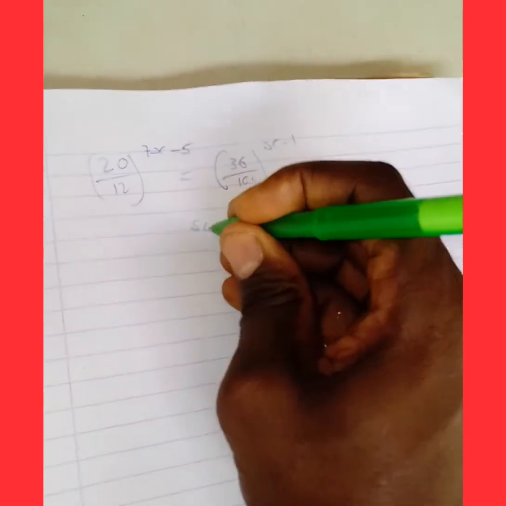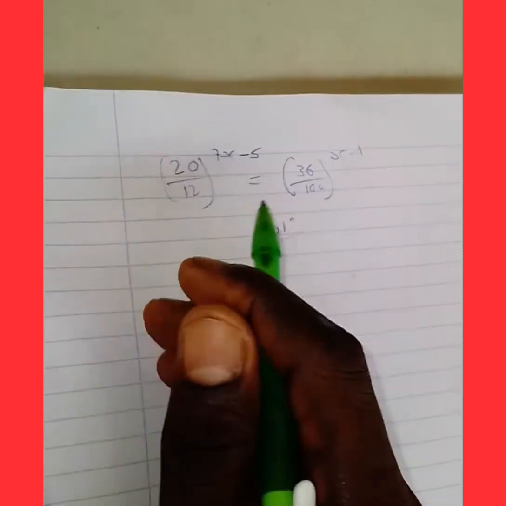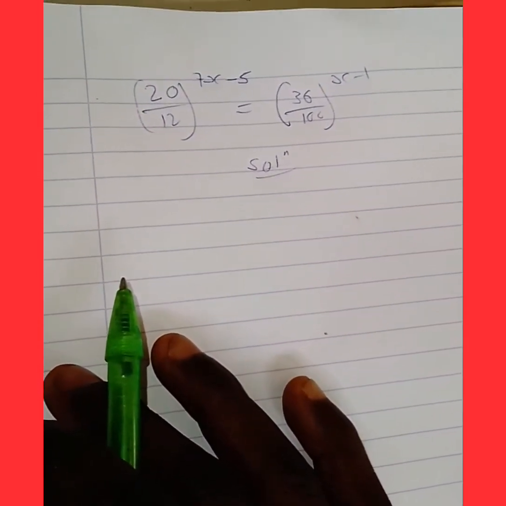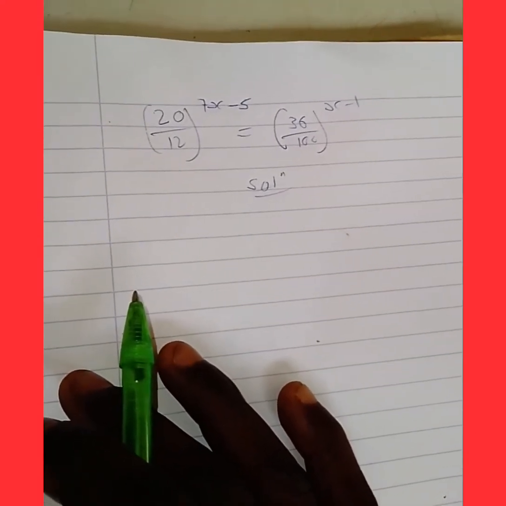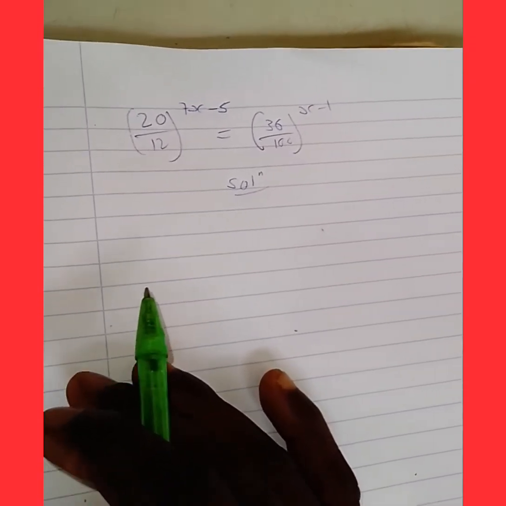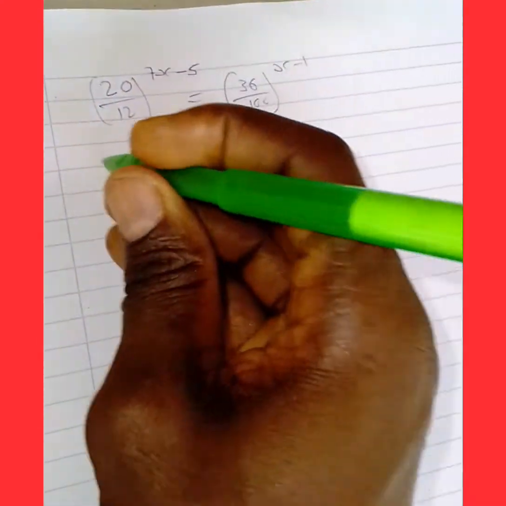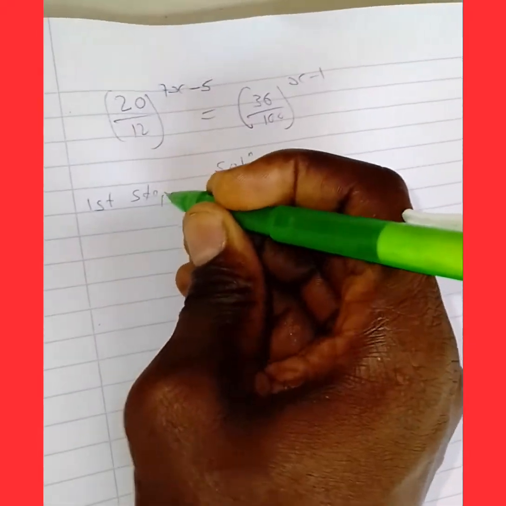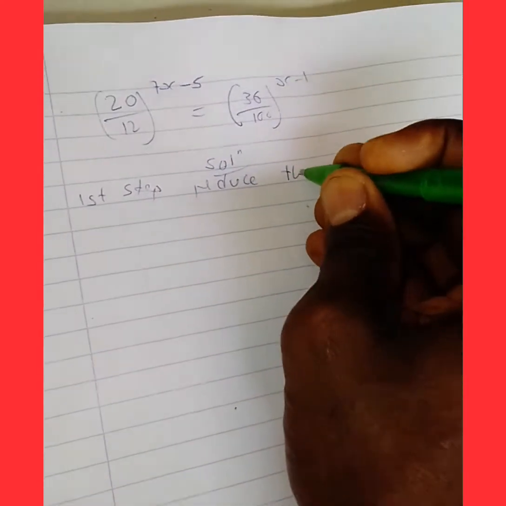First, when we write the solution to our problem, the first thing we know when solving an exponential equation is that you need the base to be the same in order to get rid of the base. But right now the fractional bases aren't the same, they are different. So the first step is to reduce the fraction.